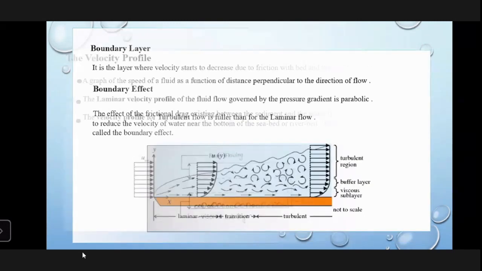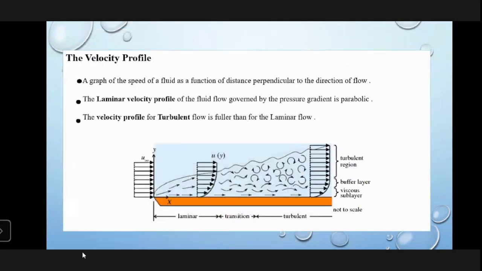Let's see what is velocity profile. Velocity profile shows the difference in intensity of resistance of fluid particles across the flow due to cohesive and adhesive forces. The laminar velocity profile of the fluid flow governed by the pressure gradient is parabolic, and the velocity profile for turbulent flow is fuller than for laminar flow.